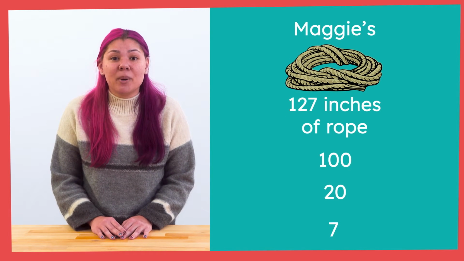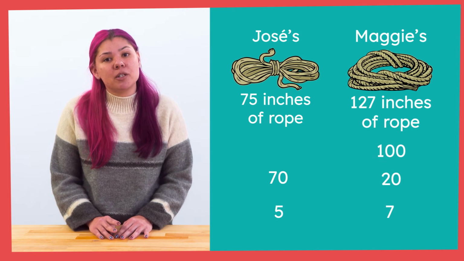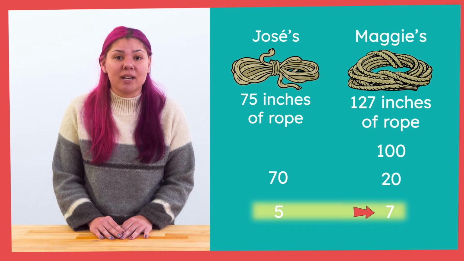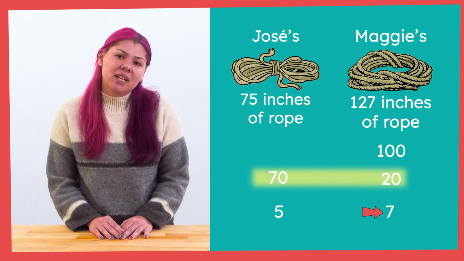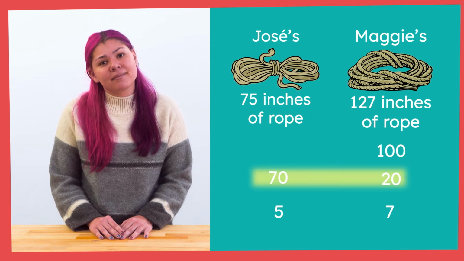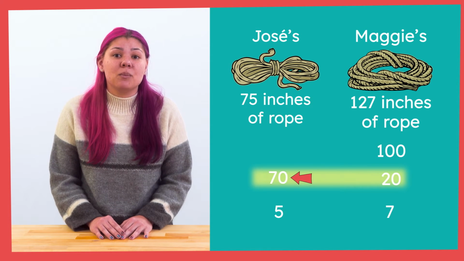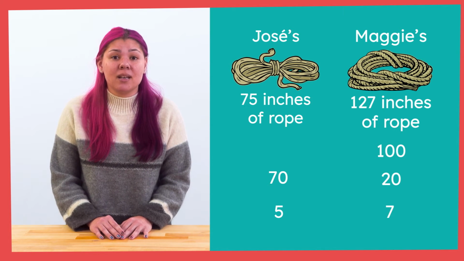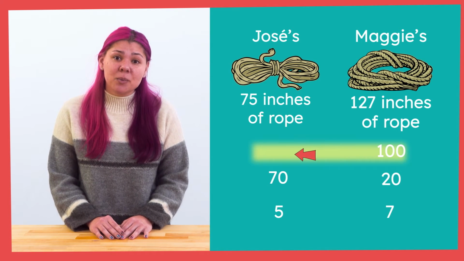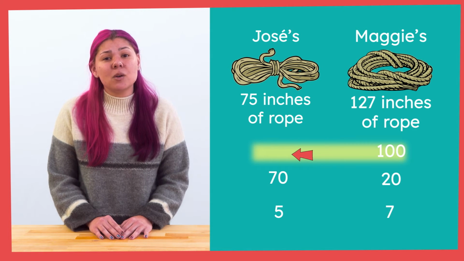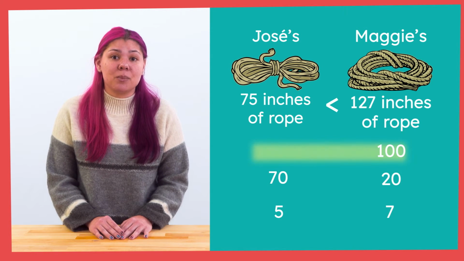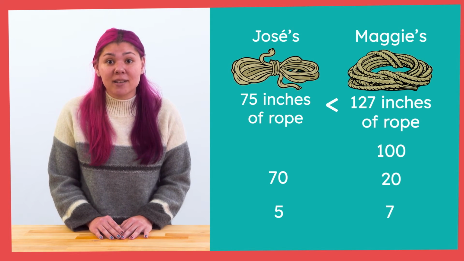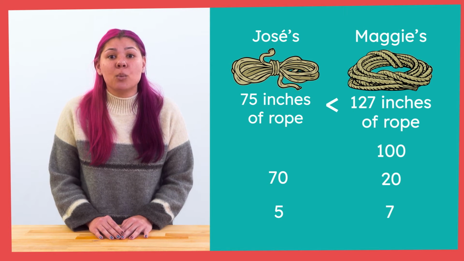Okay, now let's compare the numbers. When we compare the ones place, which is greater, 7 ones or 5 ones? Yep, 7's greater. How about the tens place, 70 or 20? 70 is greater than 20, but that does not mean 75 is greater than 127. Does 75 have a digit in the hundreds place? No, so we know 75 is less than 100 because there's not a digit in the hundreds place. So we know 127 is larger than 75. So Maggie has more rope.